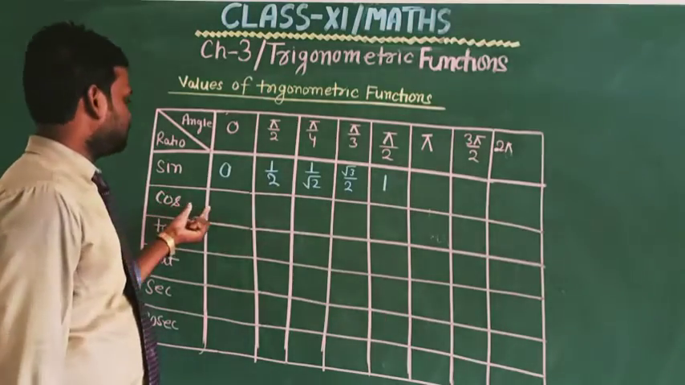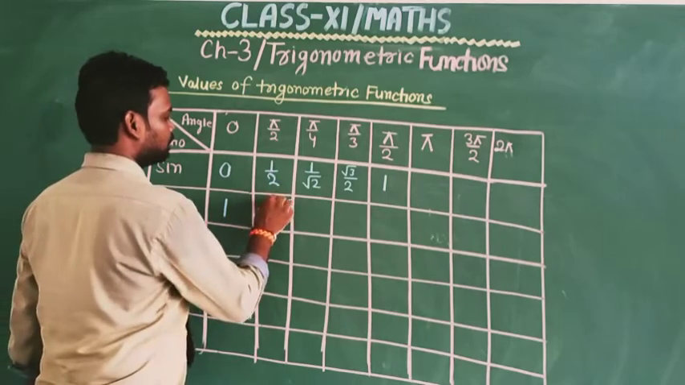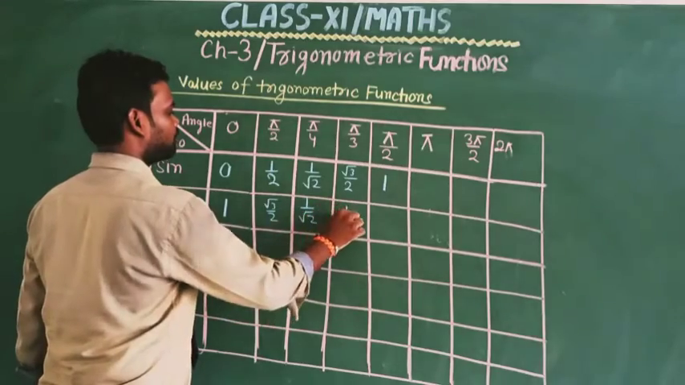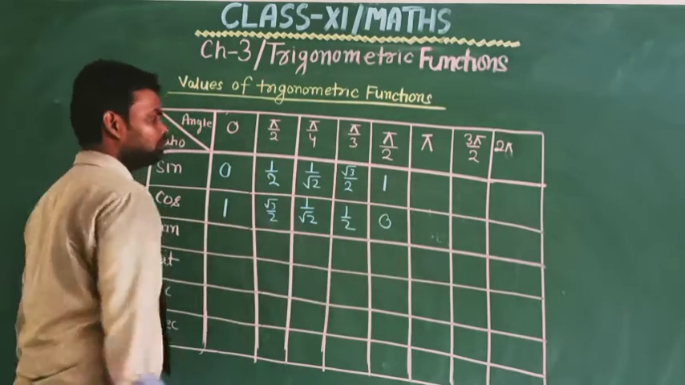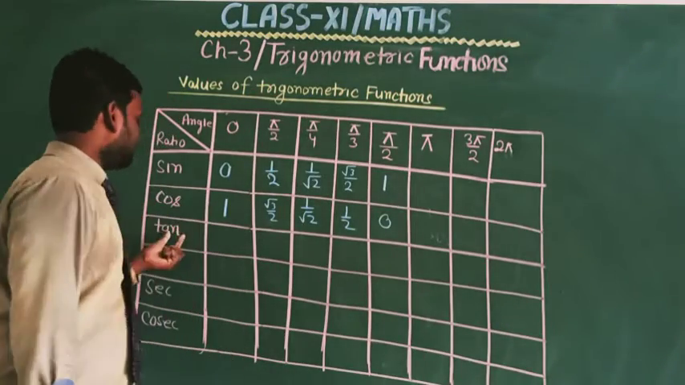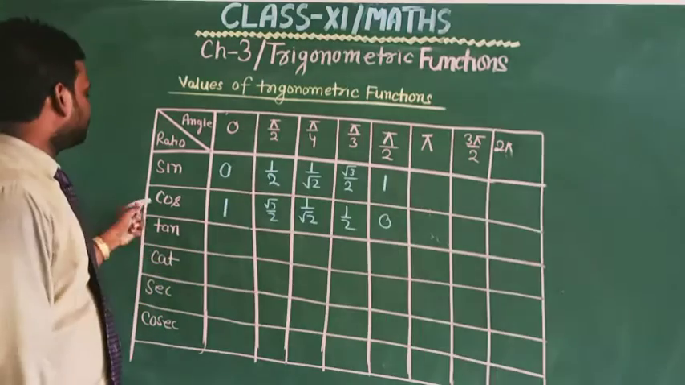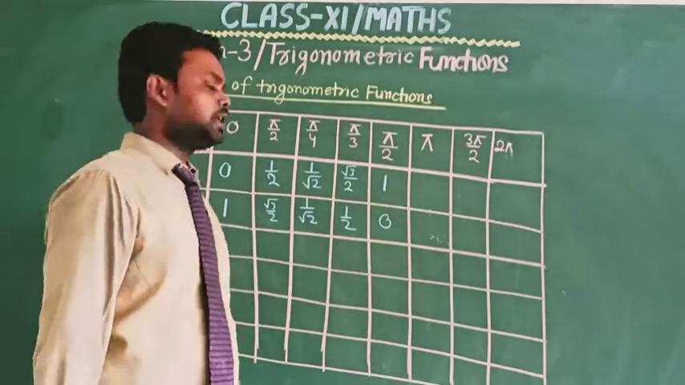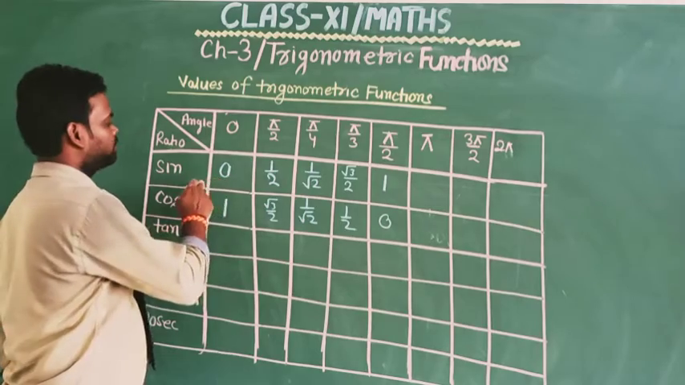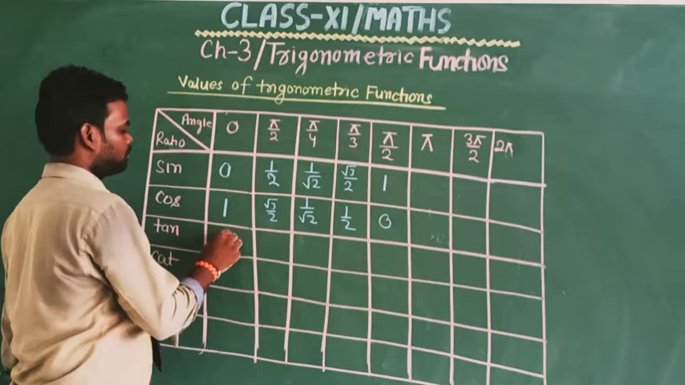And as we know, cos is the opposite order of sine. So we write 1, root 3 by 2, 1 upon root 2, next is 1 by 2 and this is 0. Okay, and we also know how to find the value of tan theta. As we know, tan equals sin theta upon cos theta. So for the value of tan 0 we divide sin 0 by cos 0. So 0 divided by 1 is 0.